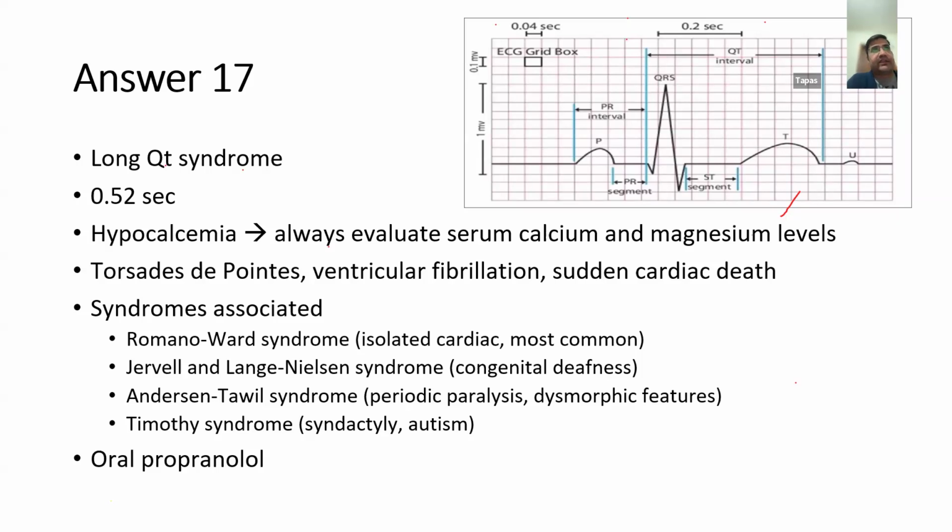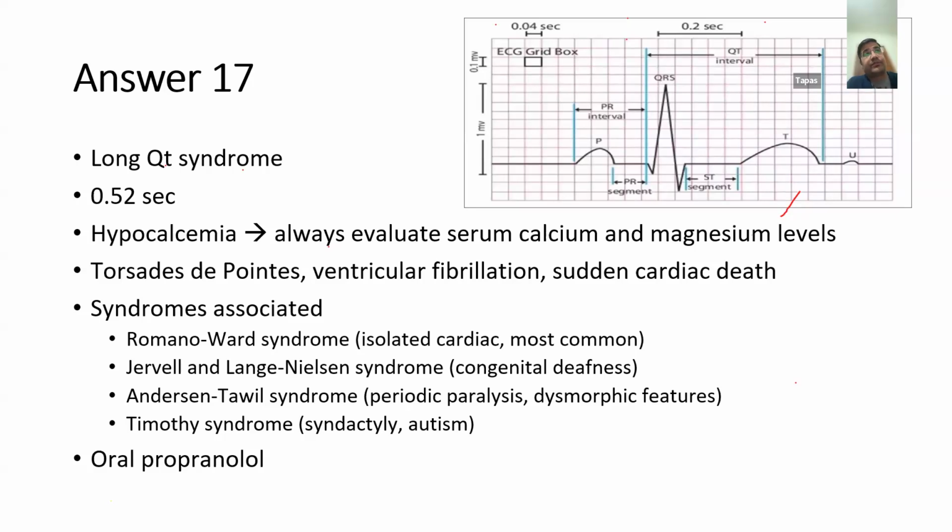So before labeling it as a familial congenital long QT syndrome, you should rule out some electrolyte disturbances like hypocalcemia and hypomagnesemia, because that can also lead to prolongation of QT. And as has been said, torsades de pointes is the most common risk associated with QT prolongation, and it can actually lead to sudden cardiac death. Sometimes the baby can come to you with seizures also.